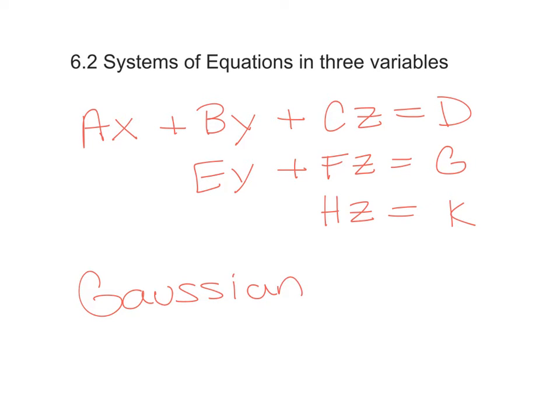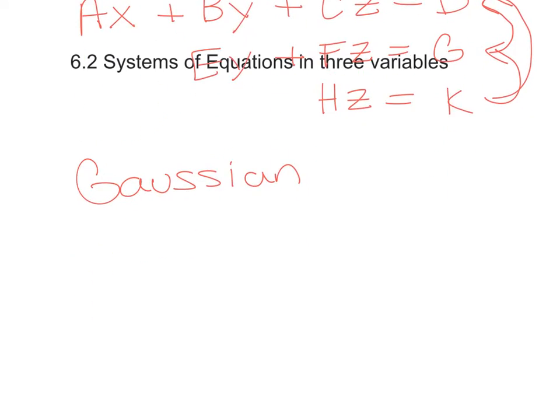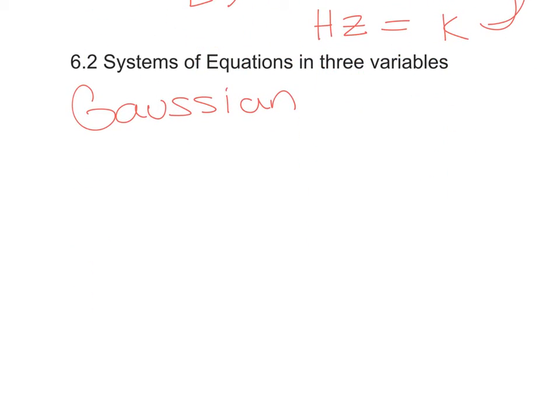Once you have it in this form, you can solve for your z and then back substitute into your second equation and solve for your y, and then back substitute into your first equation and solve for your x. So just so you know, there's 3 rules that you are allowed to do. You are allowed to interchange any 3 rows that you want.